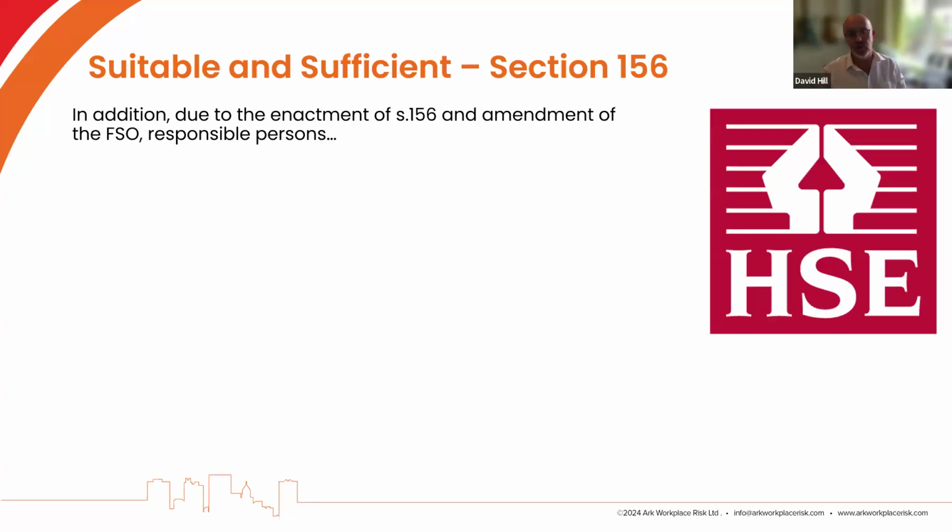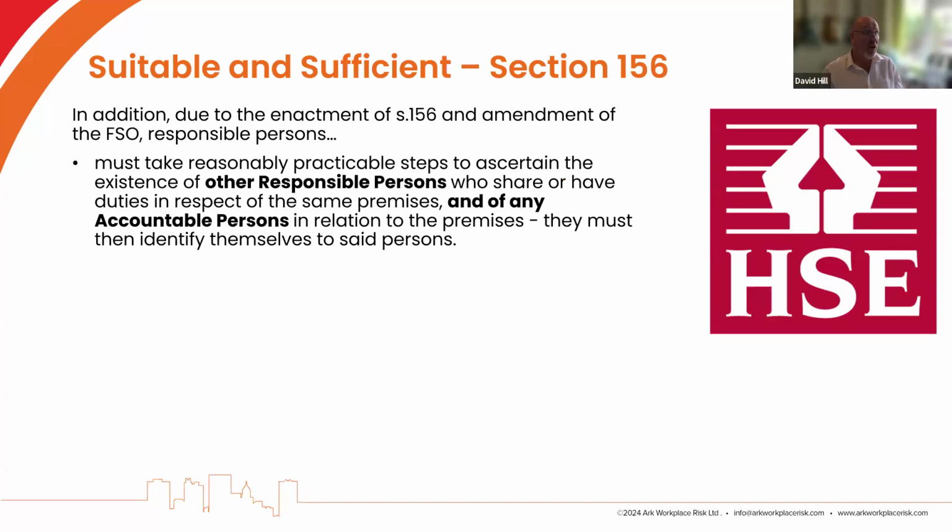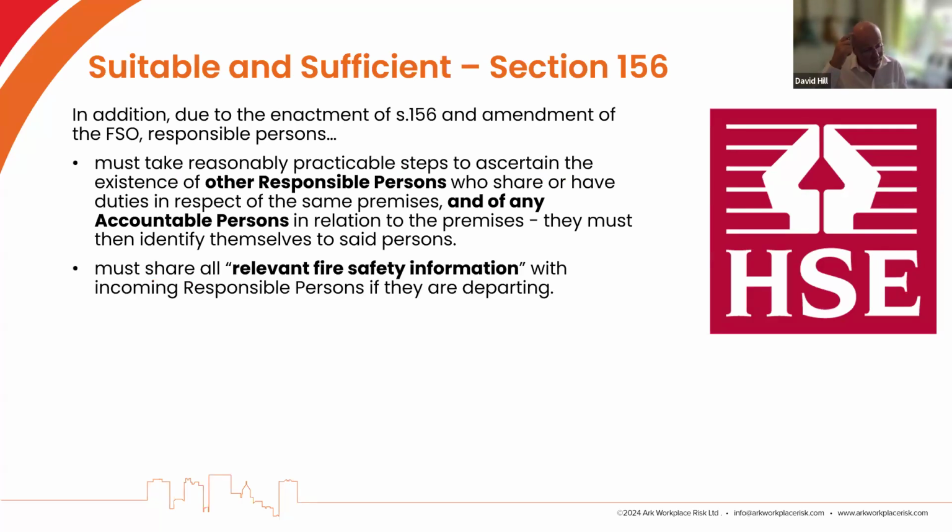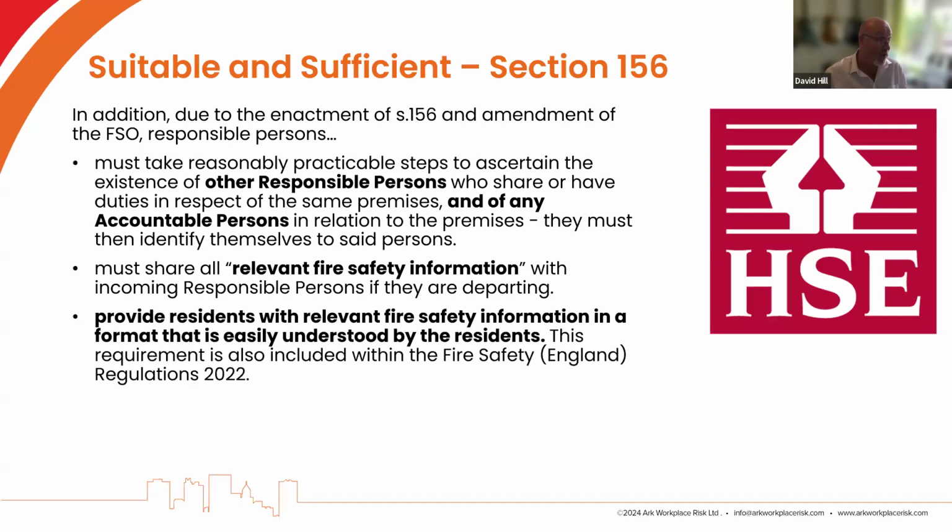So in addition to the suitability and sufficiency of the fire risk assessment, Section 156 and the amendment to the FSO requires that responsible persons, as I said earlier, ascertain where possible the details, not just the names, it's the names, address and contact details, in the UK, by the way, of all other responsible persons and any other accountable persons. In addition, they've got to share all of that fire safety information with incoming responsible persons if they're going. But I think it's really important that we also understand that fire risk assessments can't just be this long dirge of risks and actions.